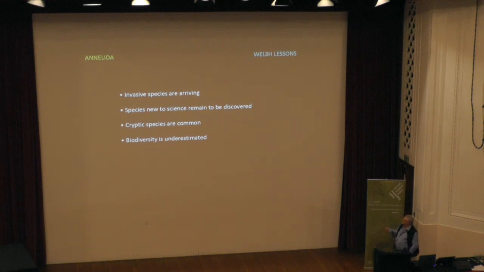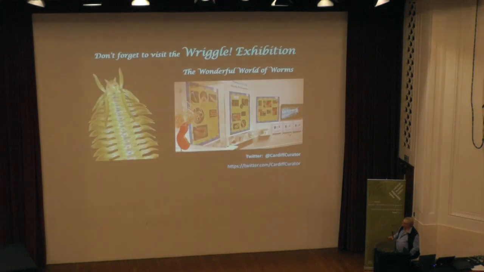Species new to science are waiting to be discovered in our waters. So-called cryptic species are much more common than we thought. So essentially, biodiversity in the worm field is very much underestimated. Now, that's just in the worms. I don't know what happens when you start looking at other groups. You may find that similar things happen in the mollusks and also the crustaceans, which is quite a frightening thought.